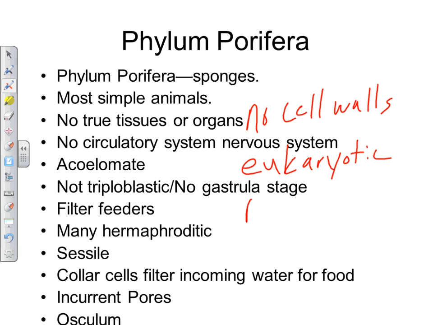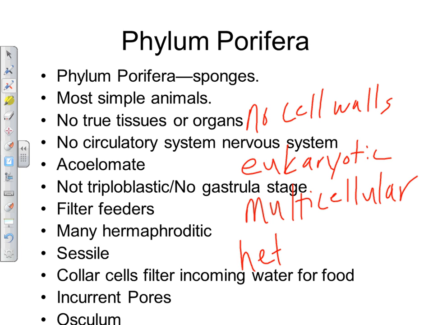Multicellular. And we're missing one main thing. What one main thing are we missing? Can't do photosynthesis, so what's the word for that? Heterotrophs. If an organism has cells with these 4 characteristics, it's an animal. This is what makes an animal be an animal. No cell walls, eukaryotic, multicellular, heterotrophic. If any kind of organism has cells with those 4 characteristics, it's going to be classified as an animal.